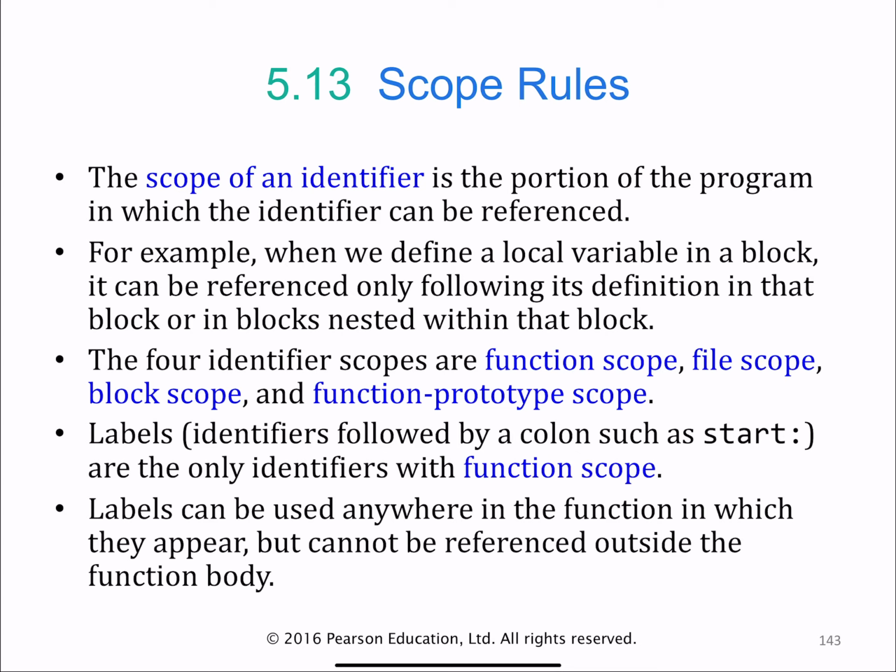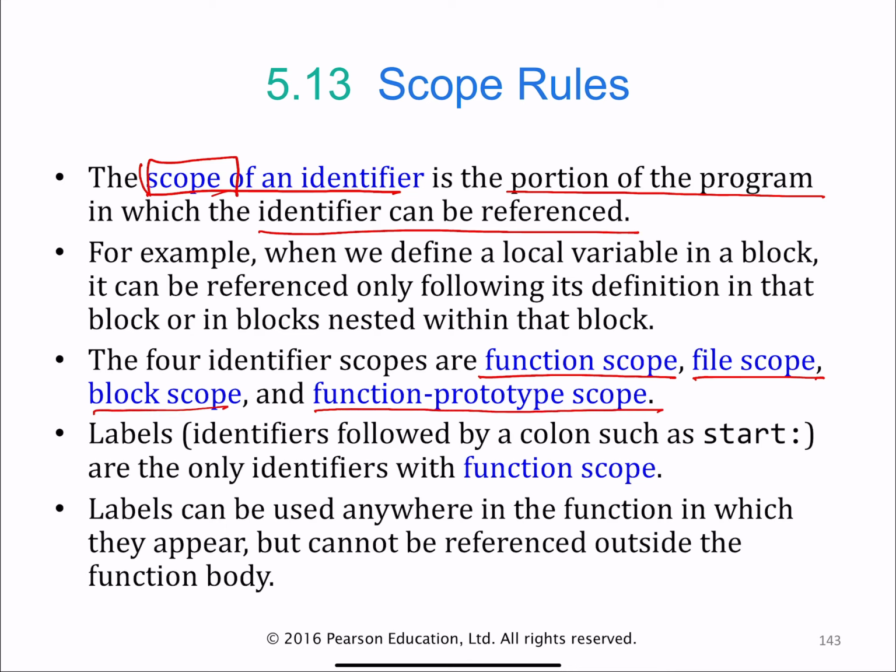So let's get to the other topic of today, the scope of an identifier. So put simply, the scope of an identifier is the portion of the program in which that identifier can be referenced, can be seen, in which it is visible. Now there are 4 scopes for identifiers. There's function scope, file scope, block scope, and function prototype scope.